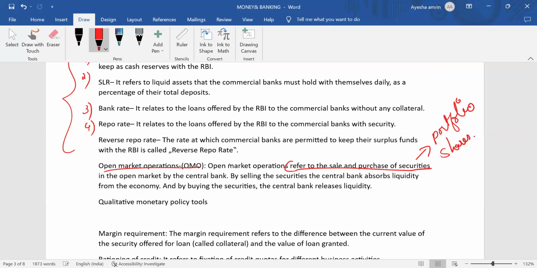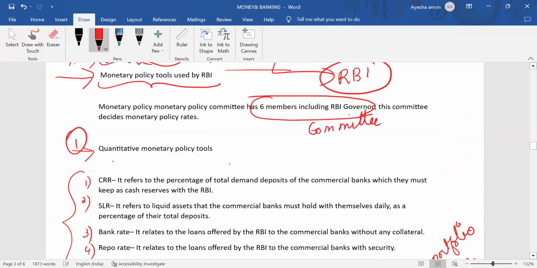Shares, debentures, preference shares, equity, all these are securities that can be sold and bought in the open market by the central bank. So if the central bank enters, you have 100% security in doing this. By selling the securities, the central bank absorbs the liquidity from the economy. And by buying the securities, the central bank releases the liquidity. Now these are the quantitative monetary policy tools.